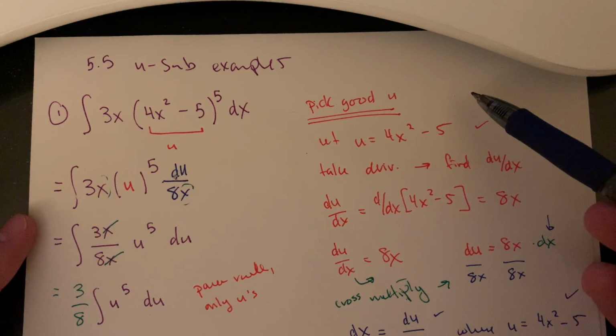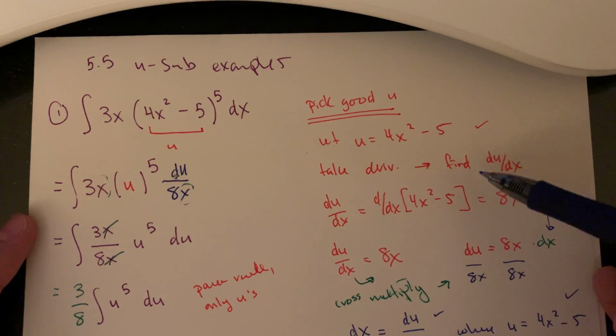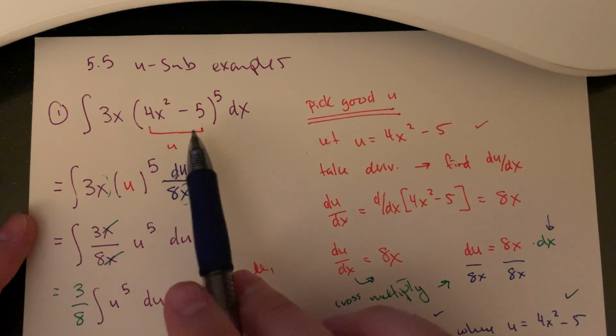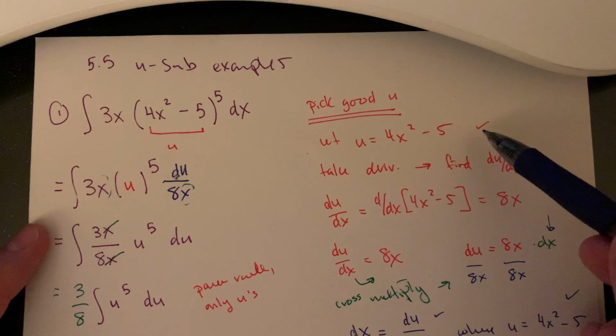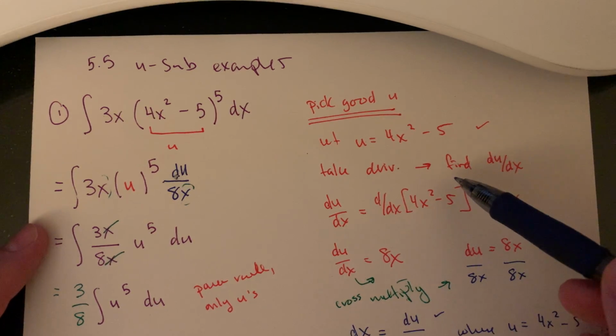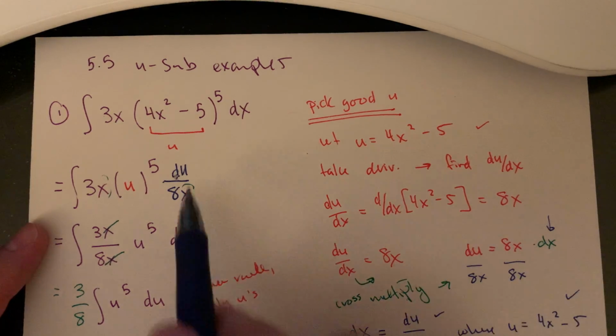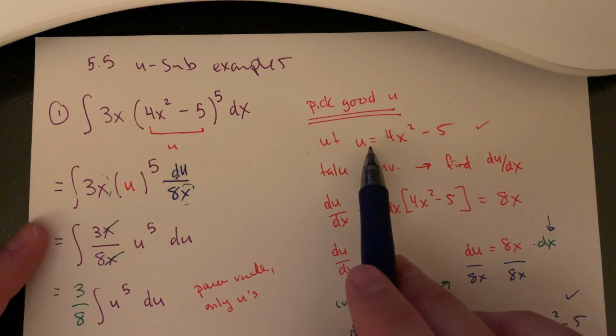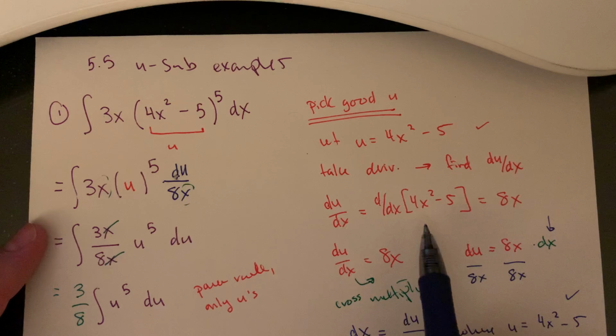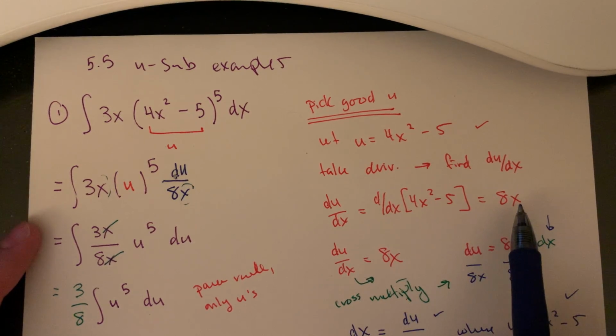One of the things it said was pick something in your parentheses. So let's do 4x squared minus 5. So let u equal that. Take the derivative of your u. So du dx is our derivative here. If this is our g, the derivative would be our g prime. So that's 2 times 4, which is 8x. So 8x is the derivative.